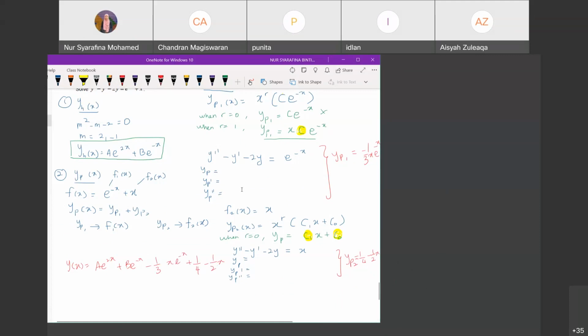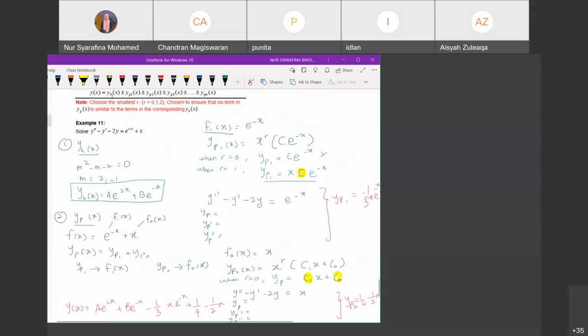So if it is not the same, kindly check your answer again. Where is your mistake? And this is how we do it. When the function is a combination of any case, either case 1 or case 2 or case 3, then you should do it one by one in order to find yp1 and yp2 and combine both as the total yp. And again, you have to combine yp and yh to get y(x). This is how you do it. Is there any question? Okay. All right, good.